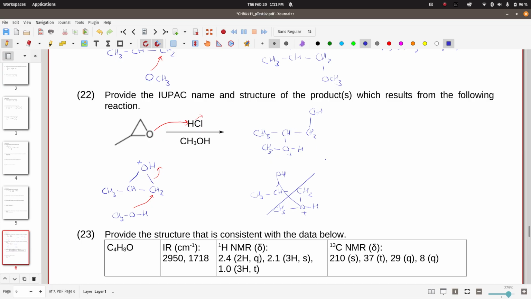I'm going to have the methanol that's still floating around in there attack, pull off that proton, and leave those electrons behind, giving us our final product. OCH3 is now on this one. And this is the alcohol. So 2-methoxy-1-propanol.